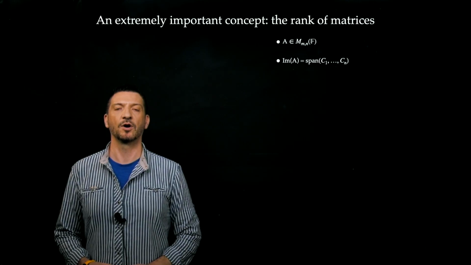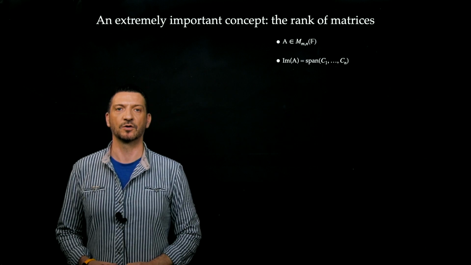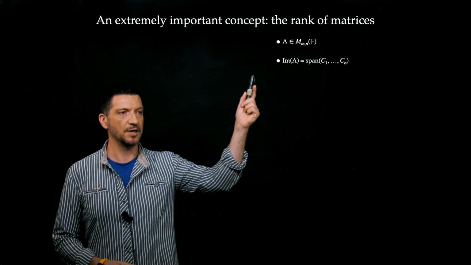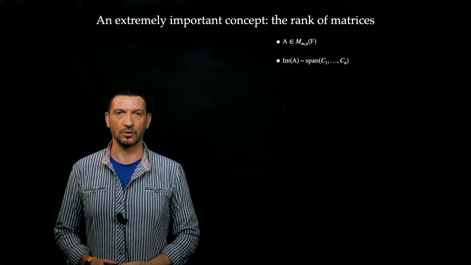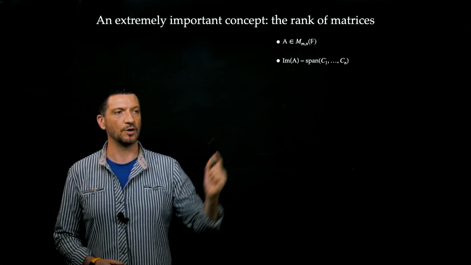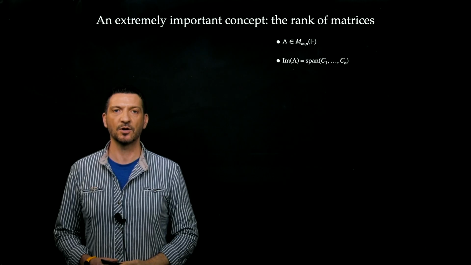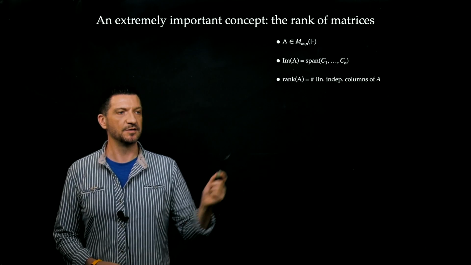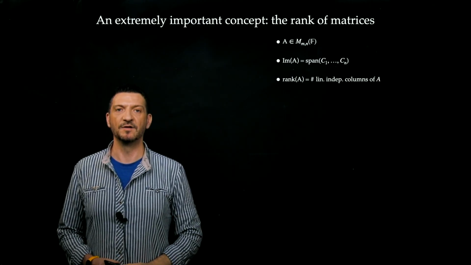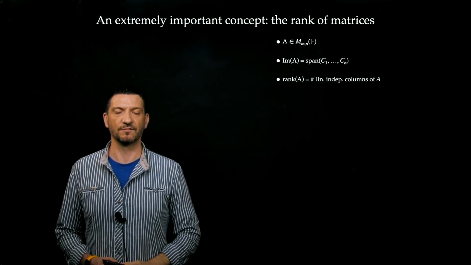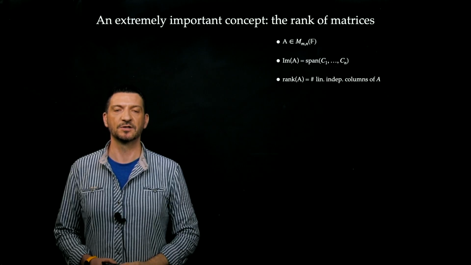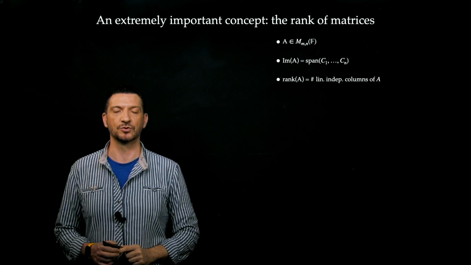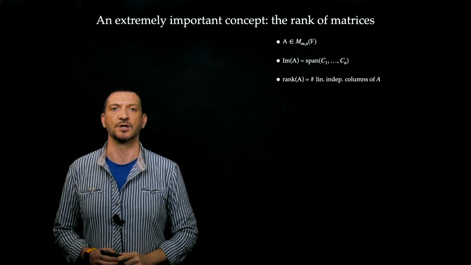In this short video, I want to stress again the importance of the concept of rank of a matrix. Consider the matrix A with m rows and n columns, then the image of A is defined as the span of the columns C1, ..., Cn. The rank of A is defined as the number of linearly independent columns of this matrix, and so it determines the minimum number of columns that can be used in order to reconstruct the image of the matrix.